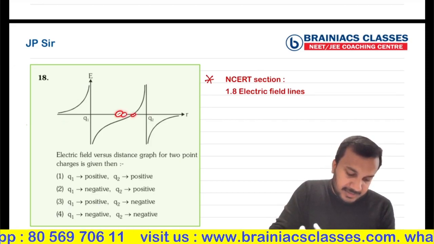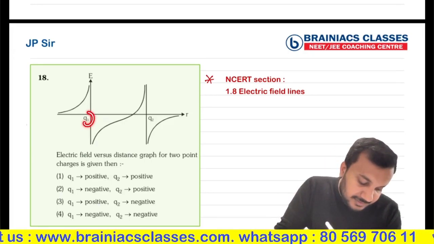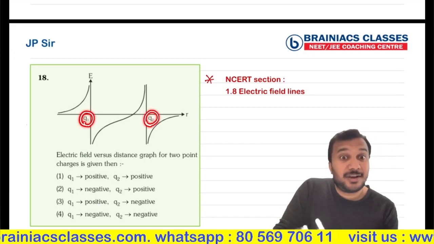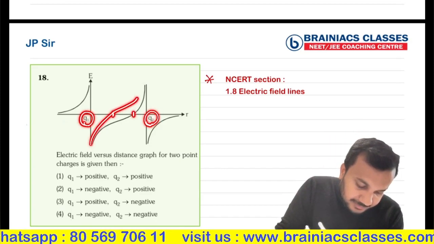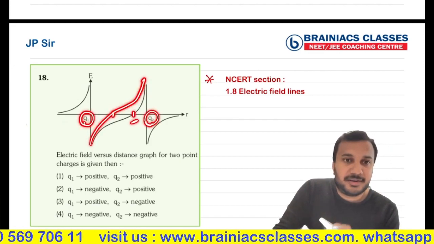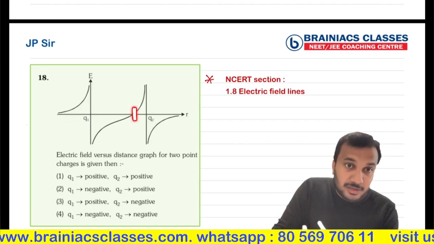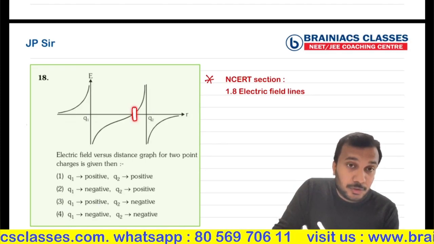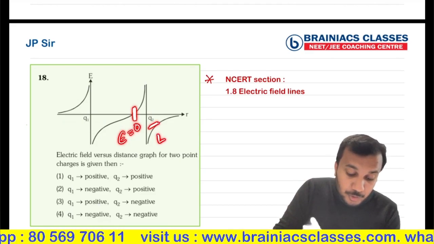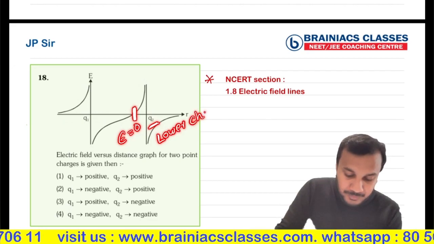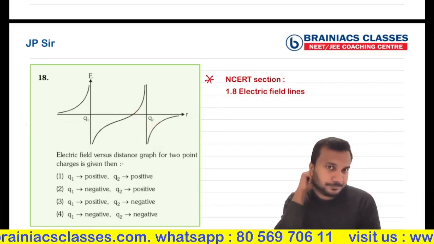Actually, this graph should cut exactly at the center if both are of equal magnitude. Now these are not equal magnitude, both are different magnitudes. So it is not cutting exactly at the center. It is cutting at this point, and there the electric field is equal to 0, always nearer to the lower charge. Very important: always nearer to the lower charge, not to the higher charge.